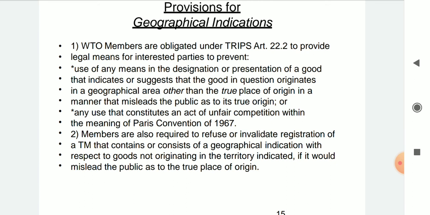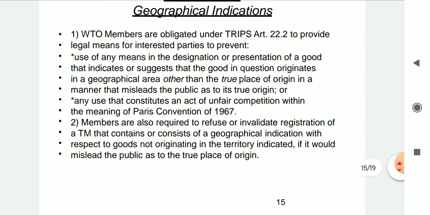The WTO members are obligated under TRIPS Article 22.2 to provide legal means for interested parties to prevent use of any means in the designation or presentation of a good that indicates or suggests that the good in question originates in a geographical area other than the true place of origin in a manner that misleads the public. The members are also required to refuse or invalidate registrations under the provision for geographical indications.